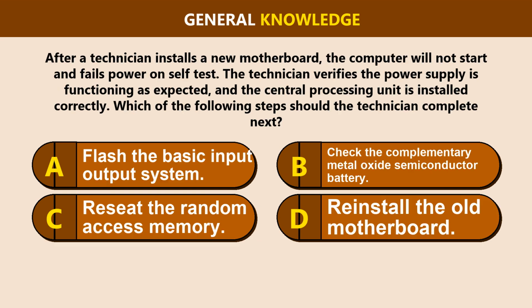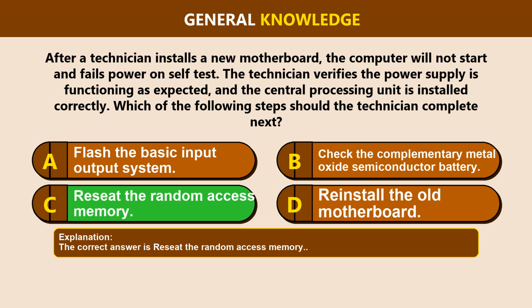Question 53. After a technician installs a new motherboard, the computer will not start and fails power on self-test. The technician verifies the power supply is functioning as expected, and the central processing unit is installed correctly. Which of the following steps should the technician complete next? Option A, flash the basic input-output system. Option B, check the complementary metal oxide semiconductor battery. Option C, reseat the random access memory. Option D, reinstall the old motherboard. The correct answer is option C, reseat the random access memory.